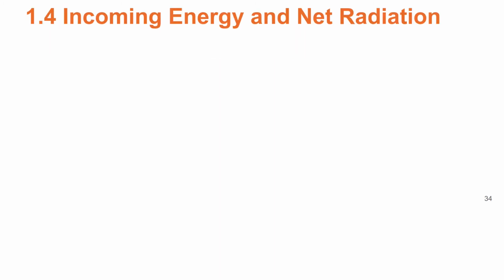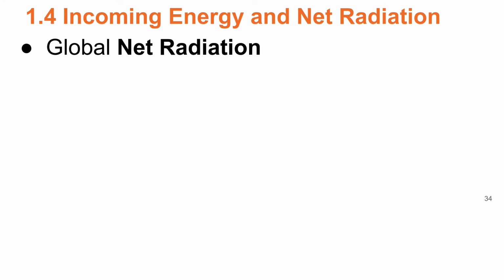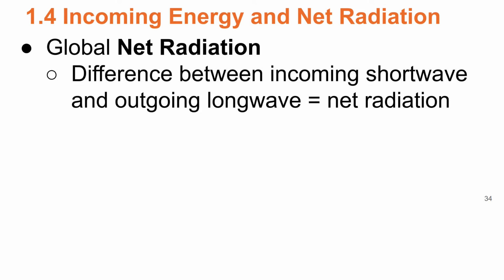Net radiation, you don't have to measure it. A lot of people were saying, I don't know how to measure it. You're never going to have to measure it. It's just the difference between incoming and outgoing radiation. So it's the difference between the energy coming in from the sun and the energy going out from Earth.